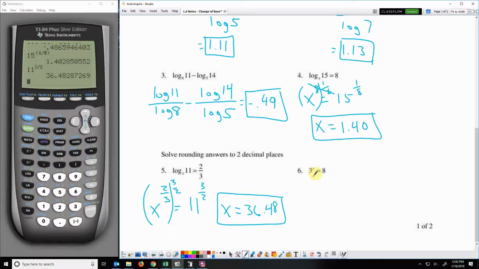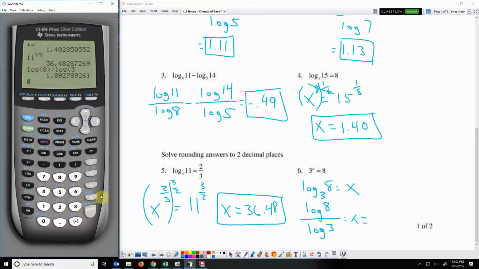Okay, this one is in exponent form, but I can change it to log form, and that's got a base of 3, an exponent of x, and an argument of 8, so that's log base 3 of 8 equals x. So here I can use the change of base formula that we just learned. Log 8, so that's log of the argument, divided by log of the base, log 3 equals x. Log 8 divided by log 3. 1.89.